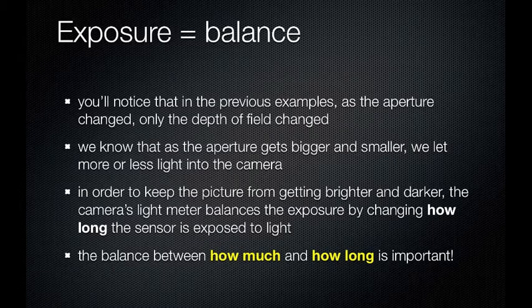So exposure equals balance. You'll notice that in the previous examples, as the aperture changed, only the depth of field changed. But we know that as the aperture gets bigger and smaller, we let more or less light into the camera. So in order to keep the picture from getting brighter and darker, the camera's light meter balances the exposure by changing how long the sensor is exposed to light. This is important. The balance between how much and how long is very important.